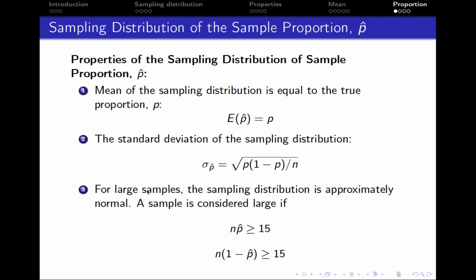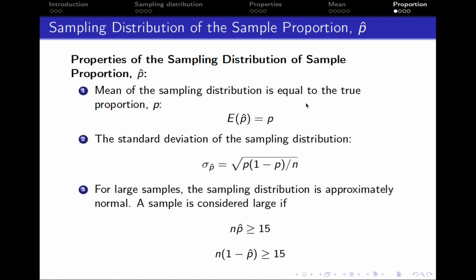And the second type of sampling distribution that I would like to discuss is the sampling distribution of the sample proportion, which has three interesting properties. First of all, the mean of the sampling distribution is equal to the true proportion. So if you calculate the mean of all the sample proportions that you can get from the sampling distribution, you will get that it is equal to the true population proportion.